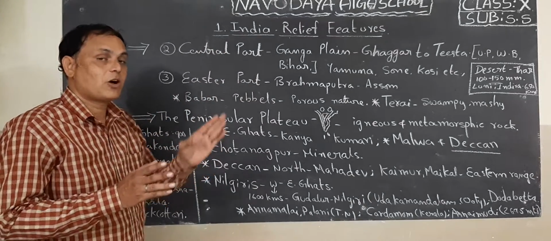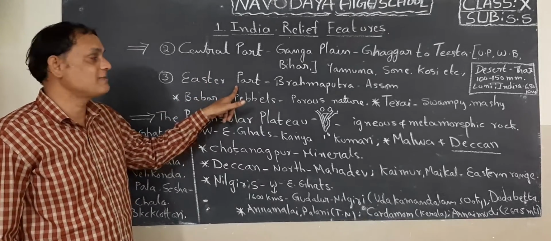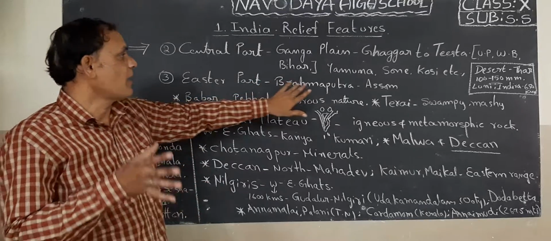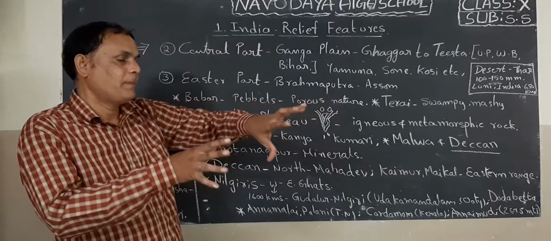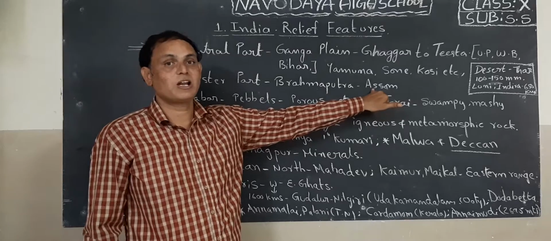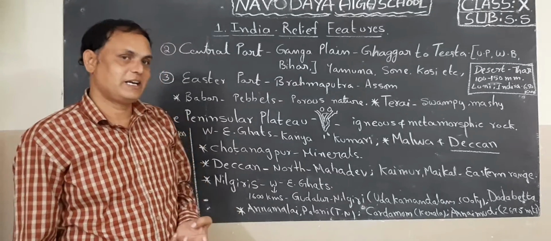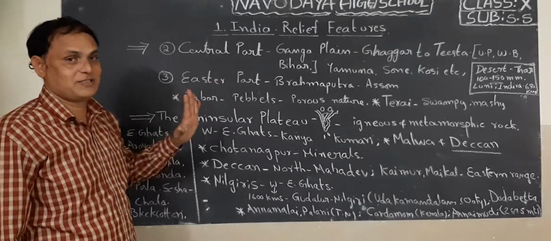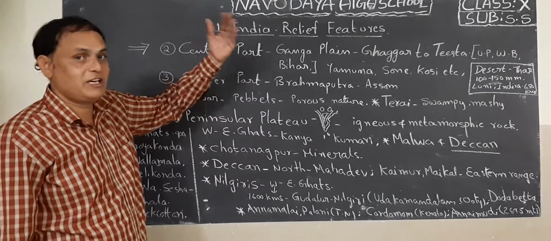Next, the third part is called the eastern part. In the eastern part, the main source is the Brahmaputra. Through the Brahmaputra valley these plains are formed, children, especially in Assam, which is one of the states of our country. Next to these Indo-Gangetic Plains are the foothills of Shivalik. Shivalik is one of the parts of the Himalayas.